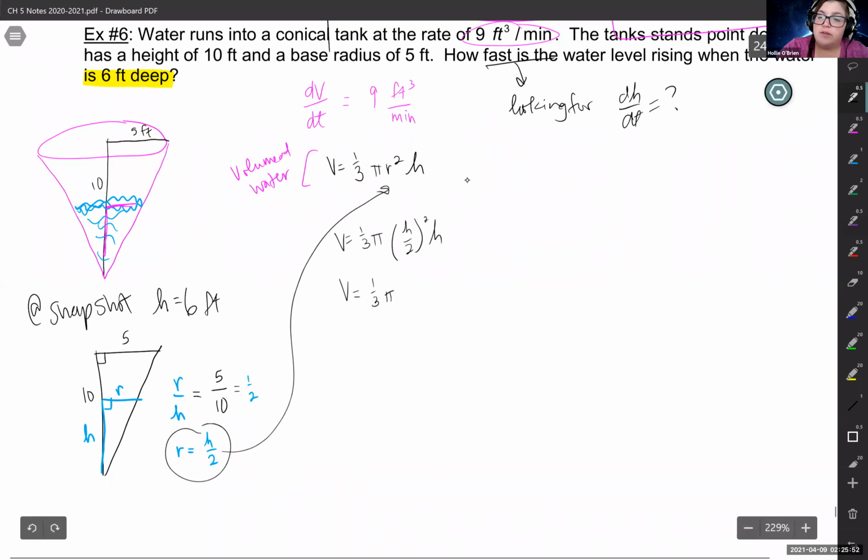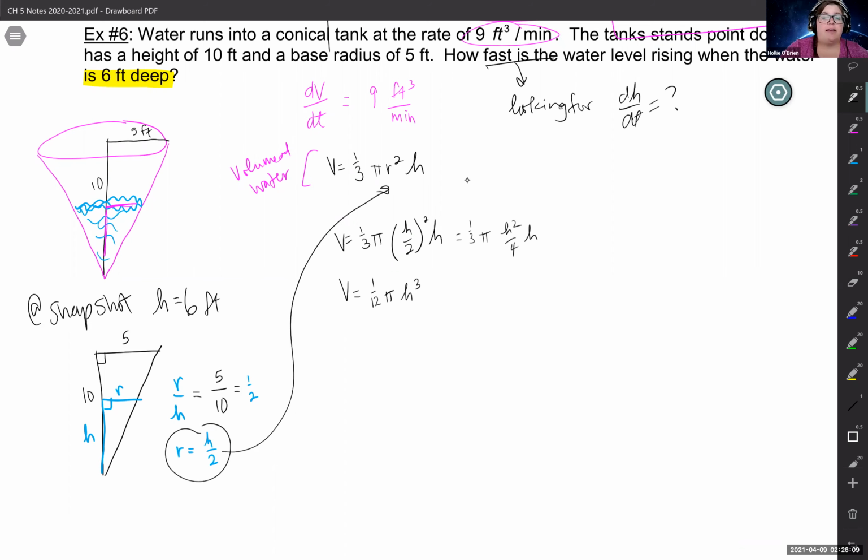Let's see, H squared over 4. So 1/3 times 1/4 is 1/12. So 1/12 pi H cubed. I should show that. Okay, so I showed my intermediate step. So we have V equals 1/12 pi H cubed. Now we can go through and take the derivative with respect to time.